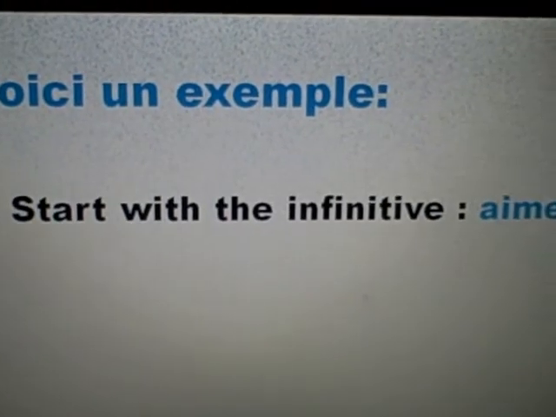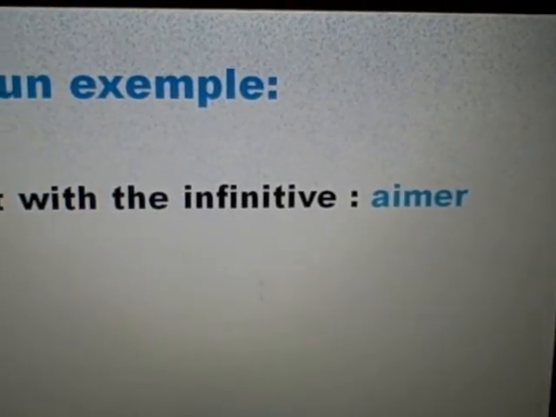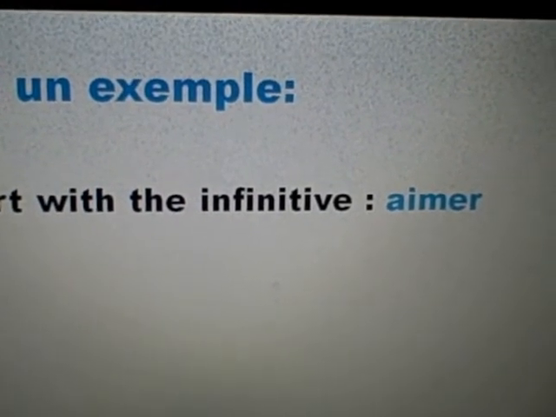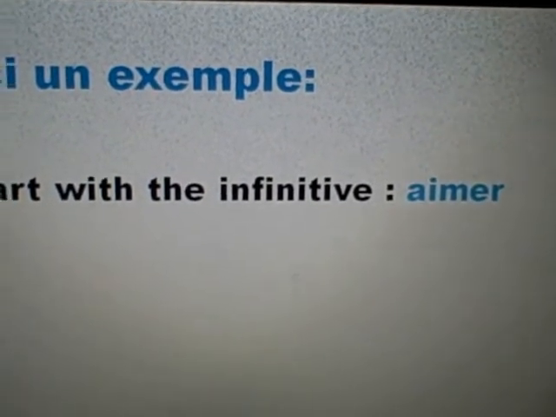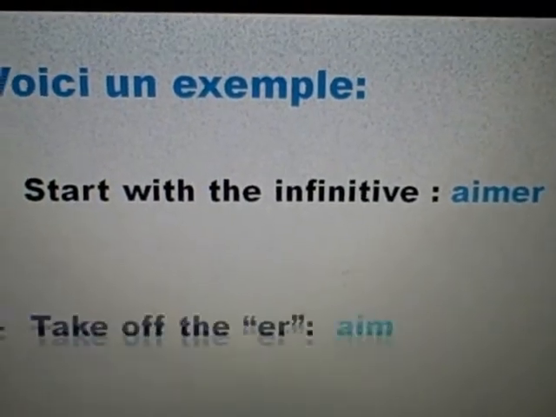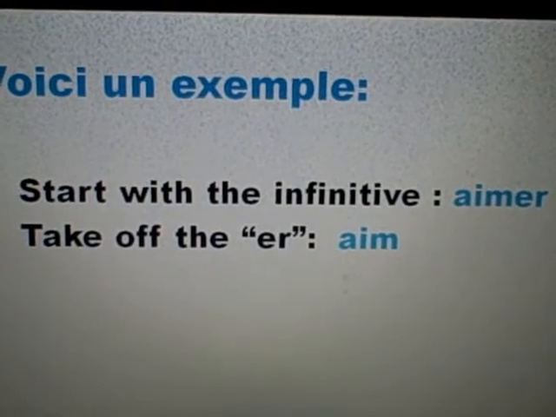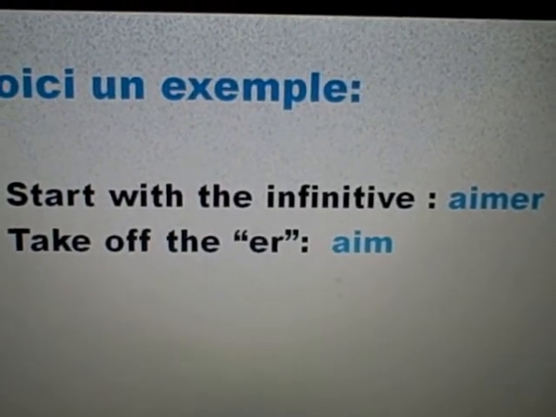Here's an example. Start with the infinitive. In this case, we have the verb aimer. Aimer meaning to like or to love. That's the infinitive form right there with the ER on the end. Then we're going to take off the ER, which leaves us with just AIM.